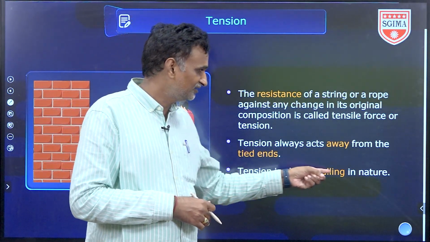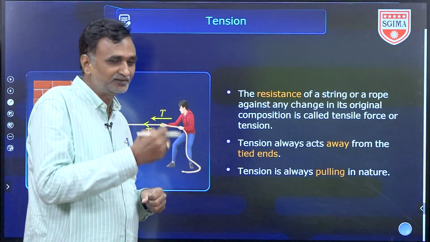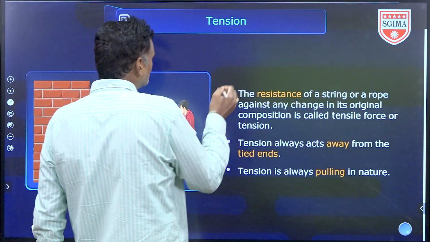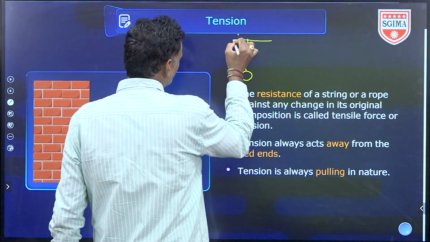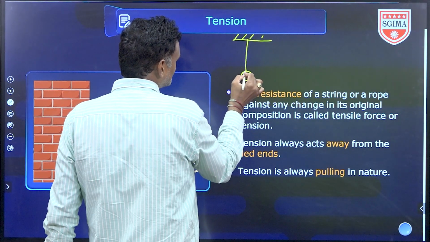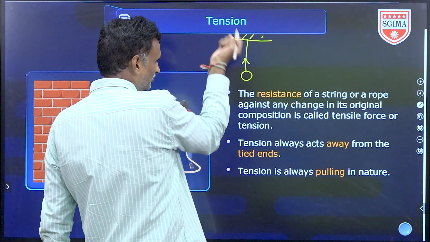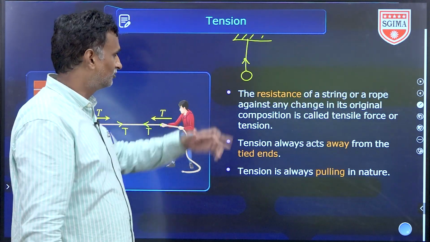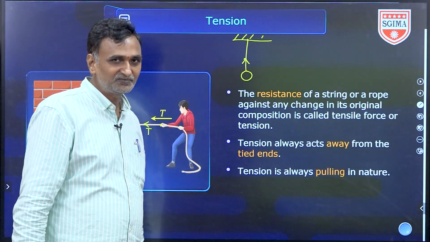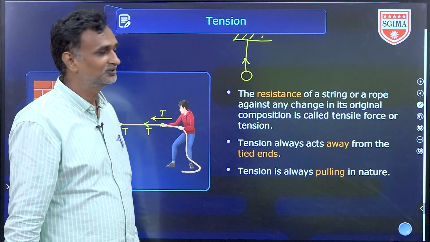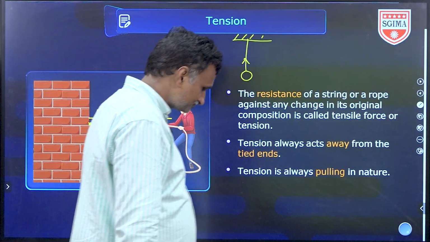Next, tension is always pulling in nature. Try to pull like this. One more case: a mass suspended with the help of a string. This is the point of contact. The string tries to pull upward, but the mass won't move because it is balanced. So the downward force is equal to the upward force when acceleration is 0. So this is more about tension.